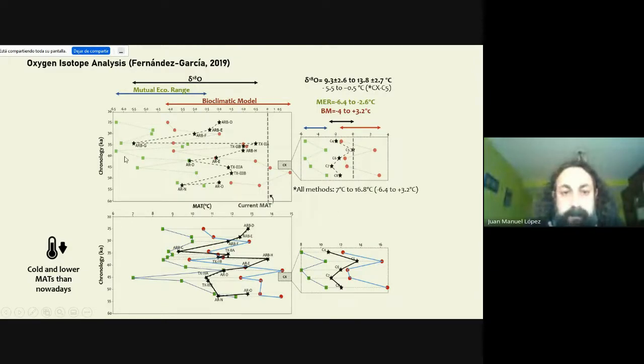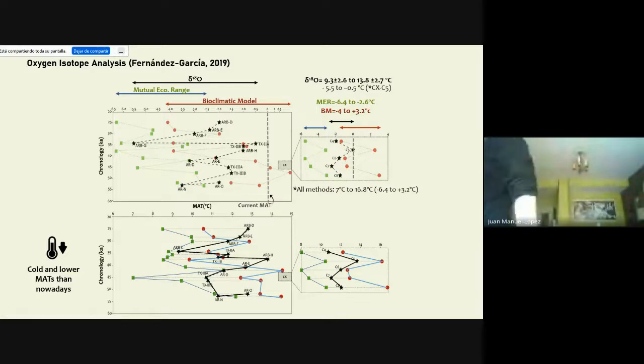This is a site in the northeastern Iberian Peninsula. I'm sorry, one moment, please. Sí, la puerta.